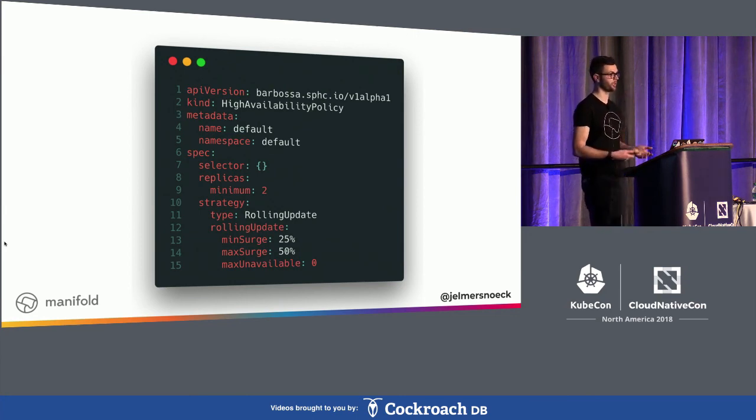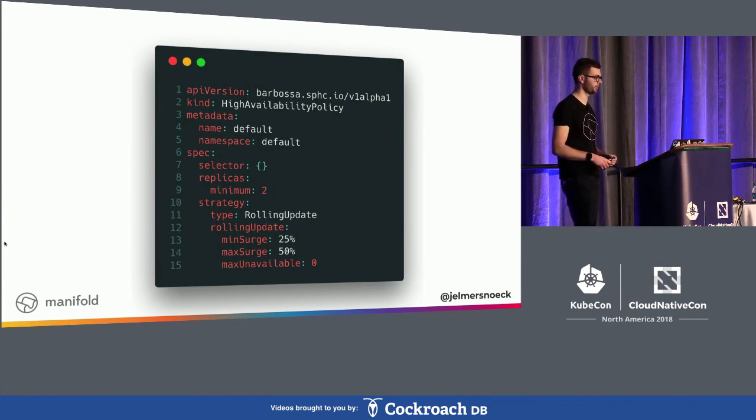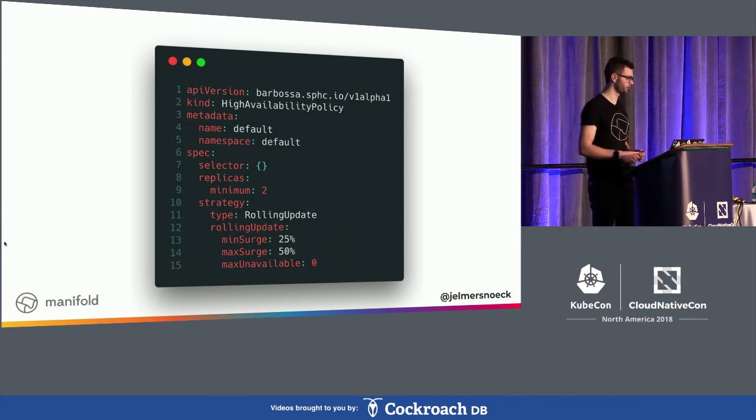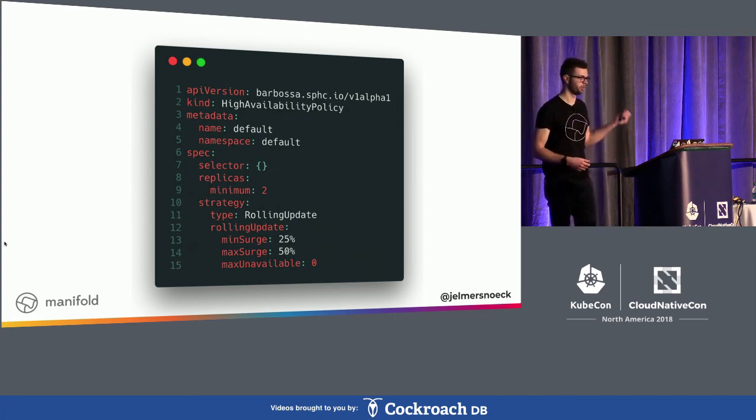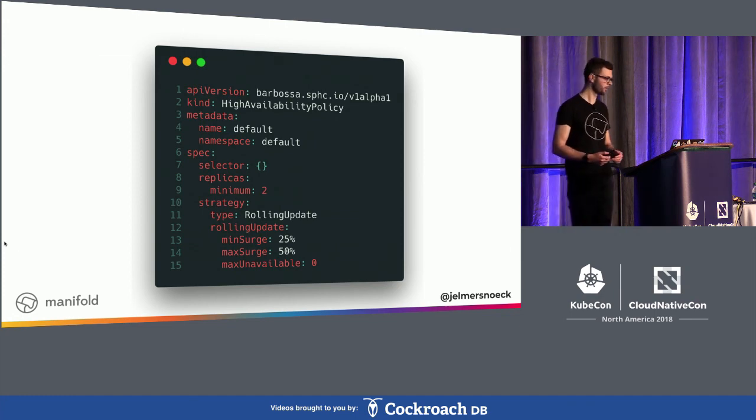Then the minimum surge is 25%, which is fine, and maximum surge is 50%. That's to make sure, if you have a bunch of replicas, because we have a minimum but we haven't specified a maximum, you could have like 100, and if you said max surge is 100%, then all of a sudden you spin up 100 extra pods, which you can do, but you need a cluster autoscaler. So we want to limit that as well. And then we want to say the max unavailable, in our case, is going to be 0. You can make this percentage based as well.